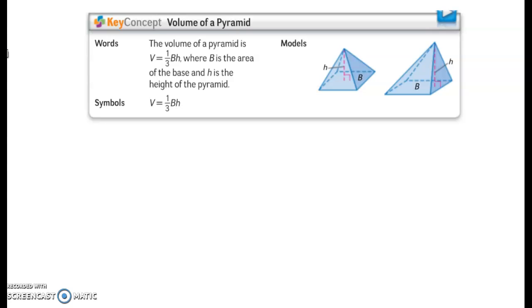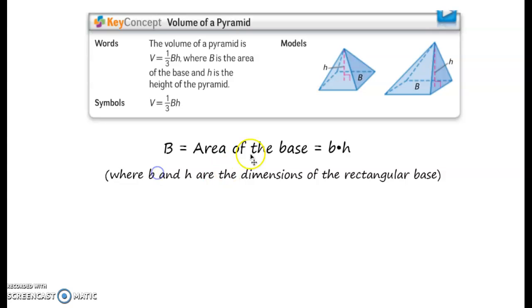Volume of a pyramid. The formula for the volume of a pyramid is V equals 1/3 the area of the base times the height. Quick reminder, area of the base. In this instance, since the shape of the base is a rectangle, to find the area of this base, we're going to do base times height, where this base and this height are of this rectangle. So B and H are the dimensions of the rectangular base.